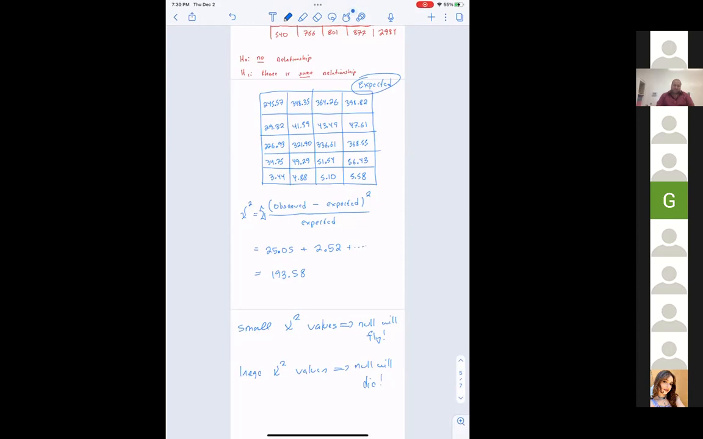The question is, is 193.58 big enough for us to reject the null hypothesis in this scenario? So to do that, we will have to consult a chi-squared table.